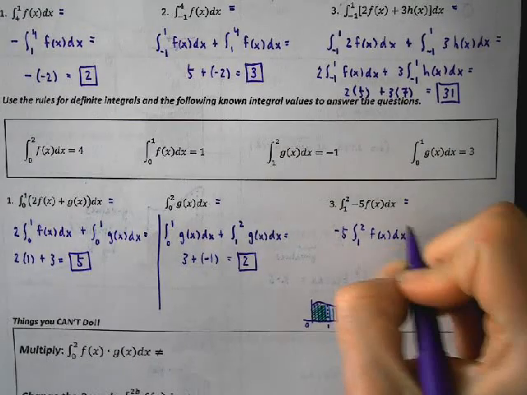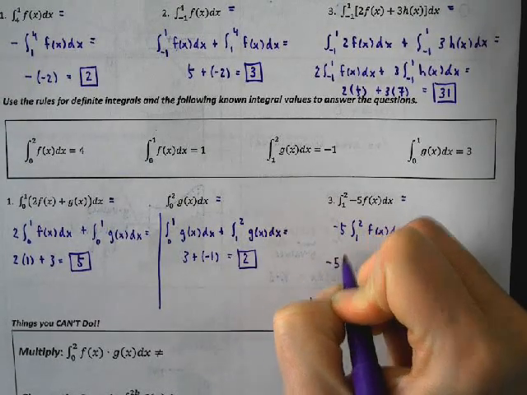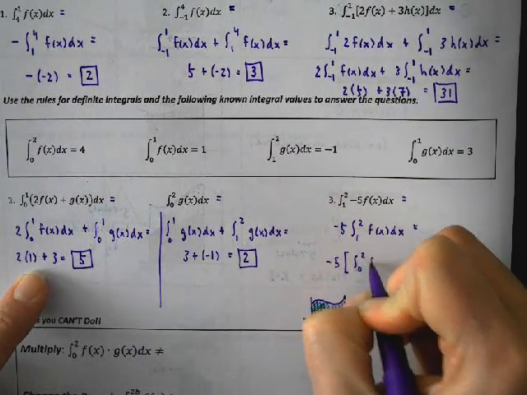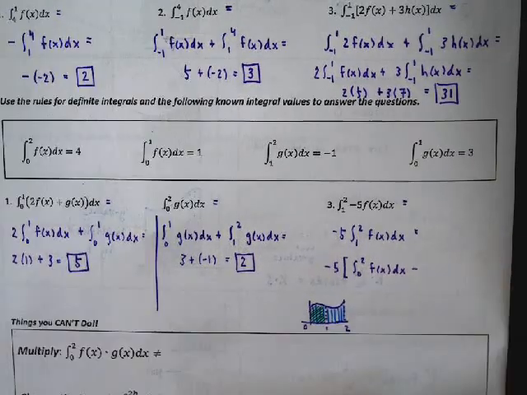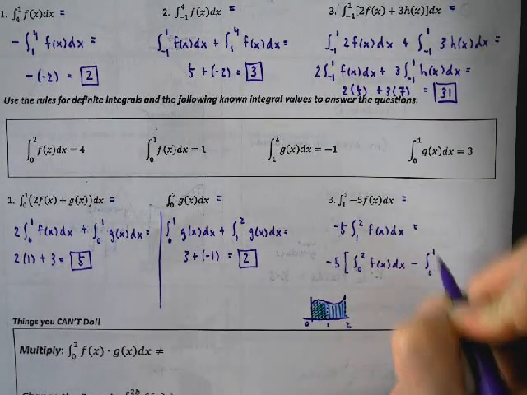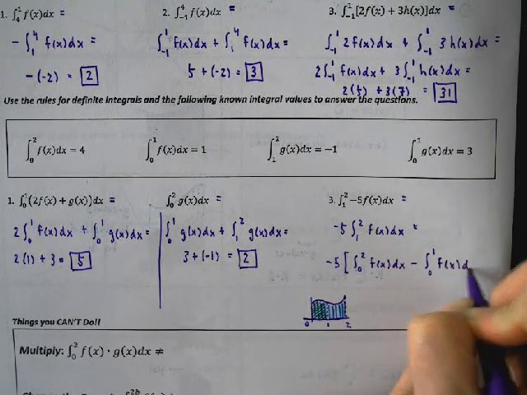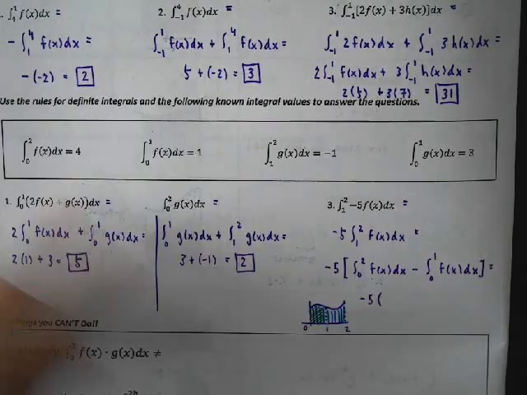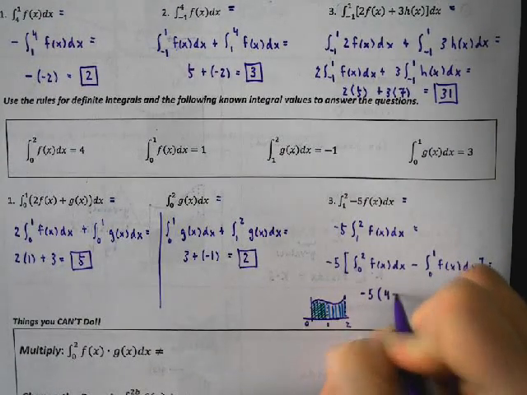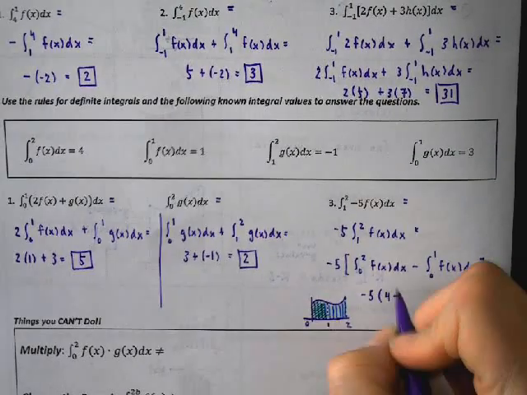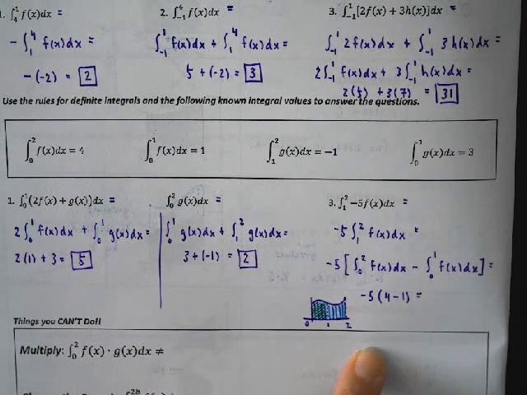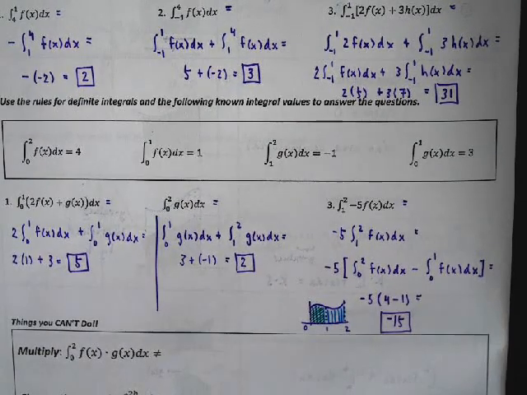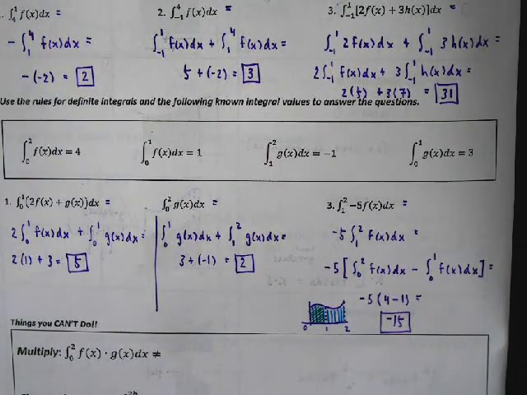So what I'm going to do here, I need to leave that negative 5 out front, and I'm going to put brackets here. That's going to be the integral from 0 to 2 of f of x dx minus the integral from 0 to 1 of f of x dx. So now I have the values for that. I have negative 5 times the integral from 0 to 2 is 4, minus the integral from 0 to 1 is 1. So negative 5 times 3 is going to give me a negative 15. So sometimes we have to get a little creative with how we make these properties work for us.